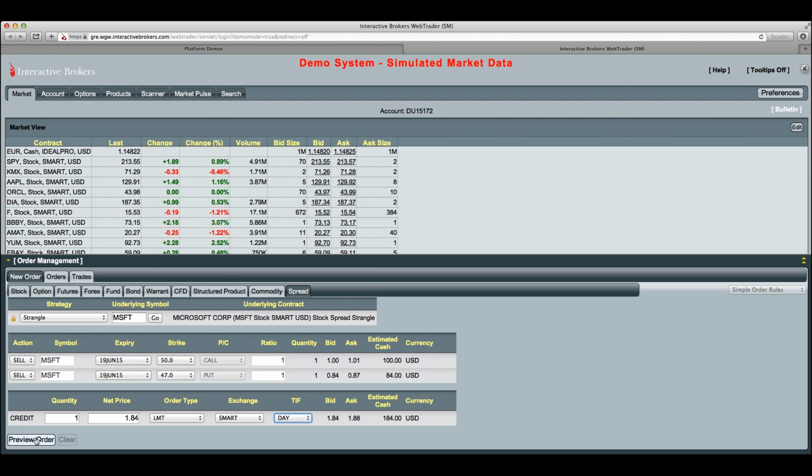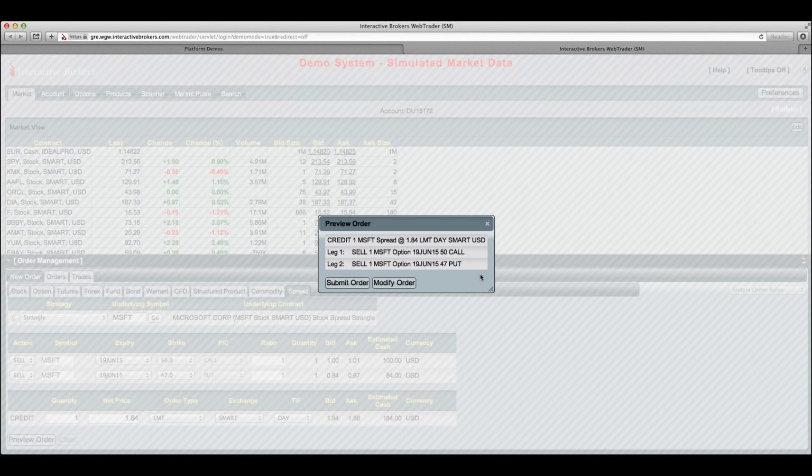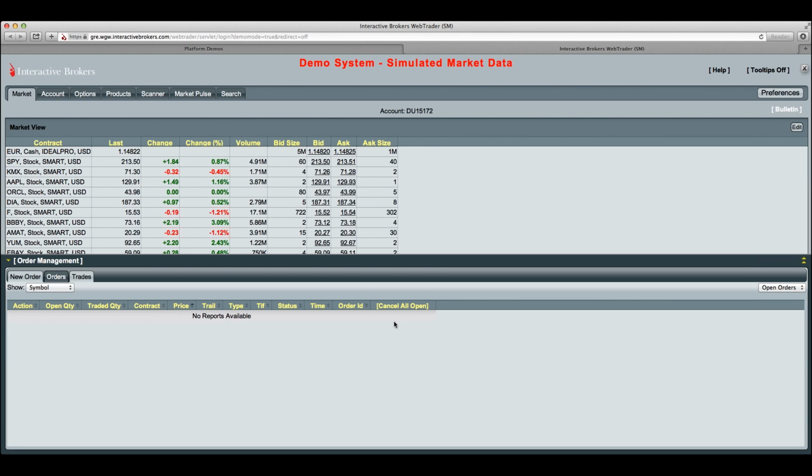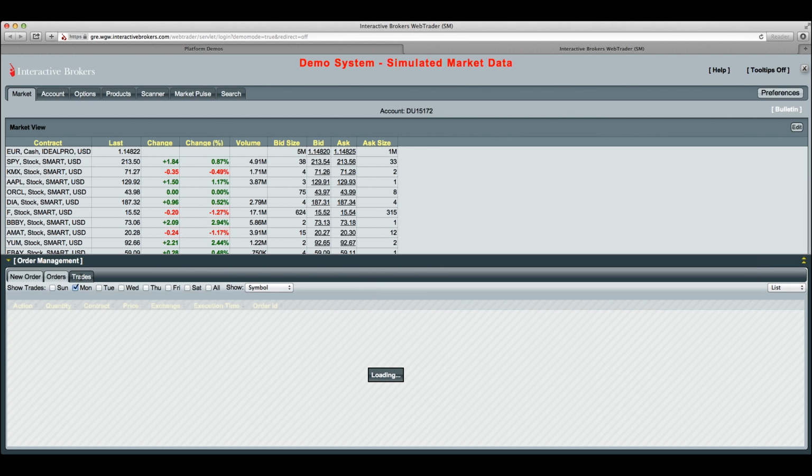So we click on preview order. We get a last chance saloon here. Are you sure you want to sell one $50 call and sell one $47 put? And we do. So we click on submit order. So that order has gone into the system. We click on trades and we're going to see that that order has been filled.